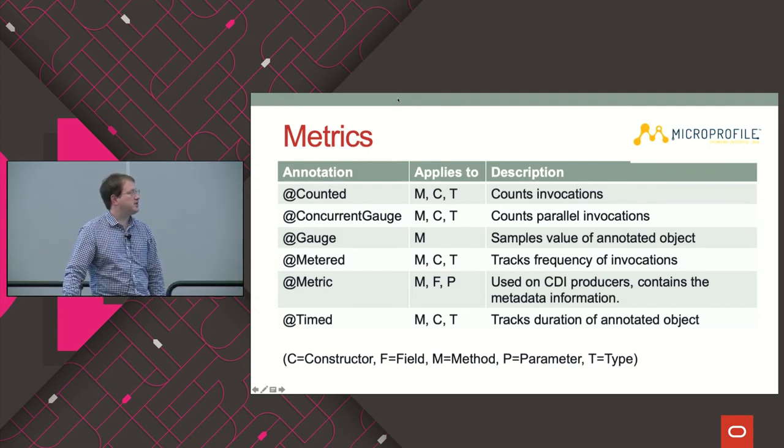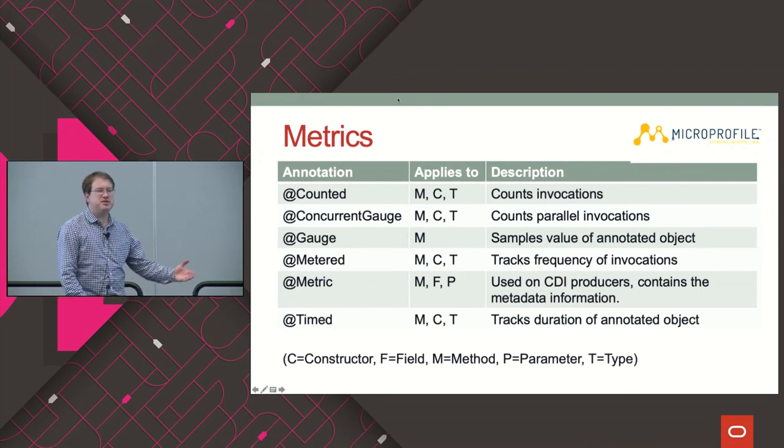You want to get the concurrent gauge, how many parallel invocations of your service are being executed. Metered, you want to track the frequency of the invocations. Metric uses CDI producers, so it allows you more information. And Timed tracks the duration, so how long is the service taking to invoke?